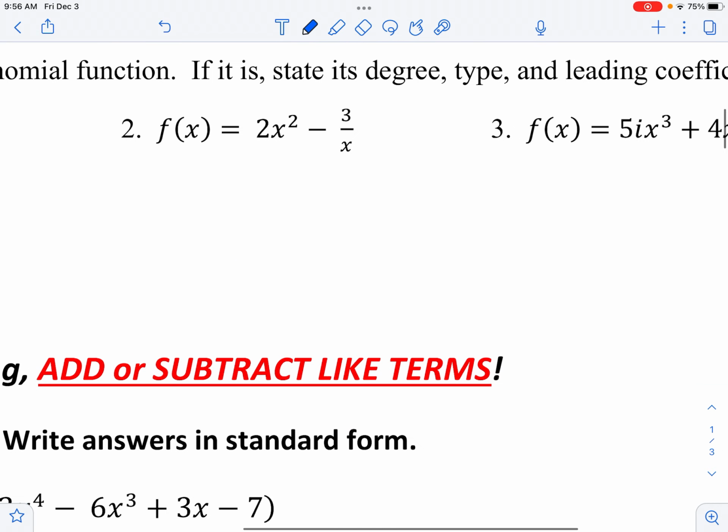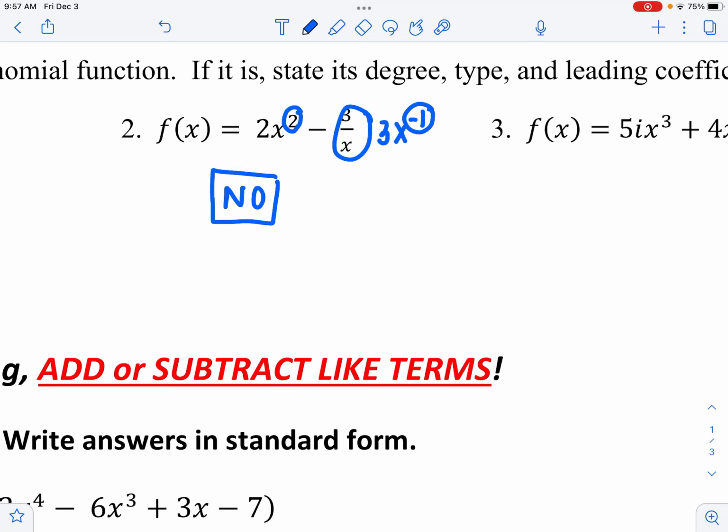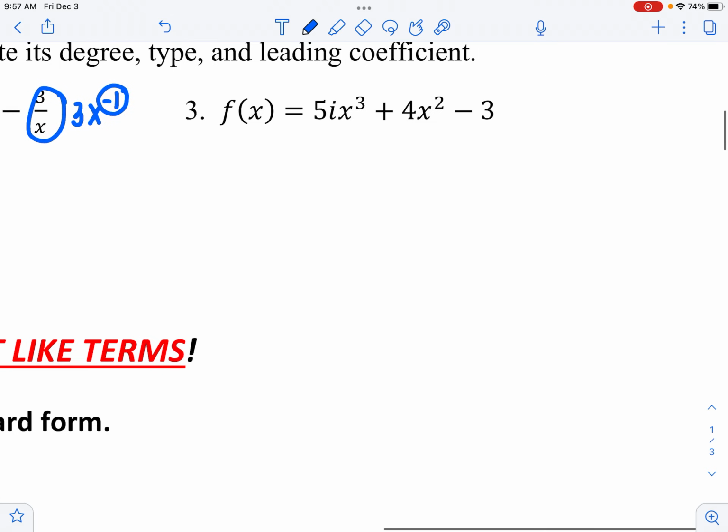All right, let's look at number 2 here. We have to look first at our exponents. We have a 2. And if you look here, this has an x in the denominator. This is the same thing as 3x to the -1st power. So this has a negative exponent. So this is not a polynomial function. We don't have to state the degree, type, and leading coefficient because it's not even a polynomial function.